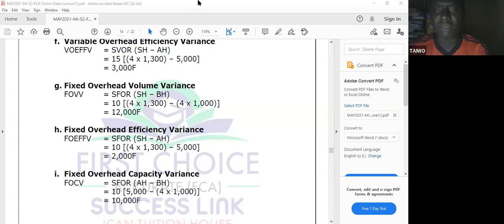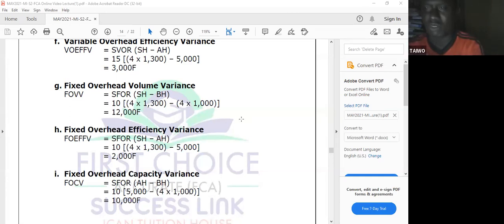You see here, the fixed overhead, the lecturer has done a very good job. But let me explain the fixed overhead variance a bit more deeply. If you are talking about fixed overhead variance, we are talking about over or under absorption of fixed overhead.